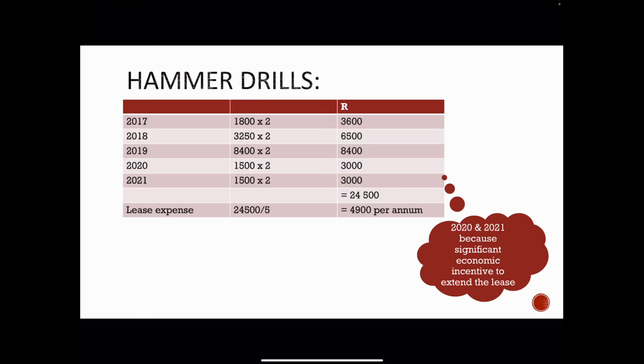So what we do is we know we got the rental per year and we multiply that with 2 per year because we have 2 hammer drills and they gave us the amount per hammer drill. Okay, so then we add all those amounts together and divide it by the lease period of 5 years to get a lease expense per annum of 4,900 Rand. Okay, so this is our lease expense per year because we chose to apply the recognition exemption.